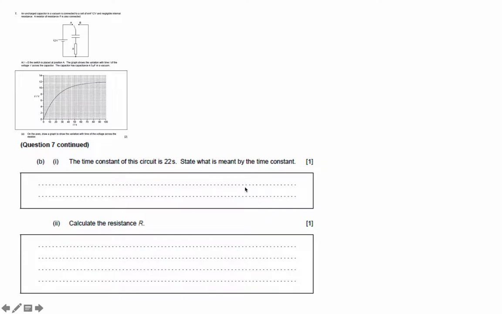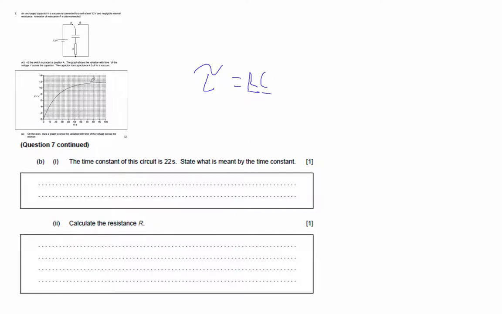The time constant of this circuit is 22 seconds. State what is meant by the time constant. There's lots of things you could say. The time constant is RC, that's the formula for it. So if we know the resistance and the capacitance, we can calculate it.